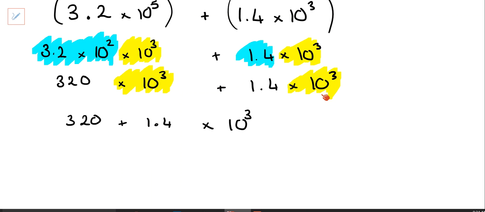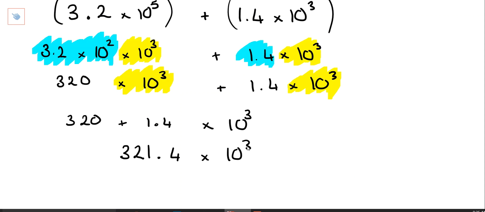Imagine these numbers have now been lined up in their columns. Okay? Rather than moving decimal points again. The numbers have now been lined up. I know that both of these numbers, 1.4 and 320, will be shifted along the value system 3 columns. So they match up, so we can now add them together and they become 321.4 times 10 to the power of 3. But our number is not in standard form at the moment.